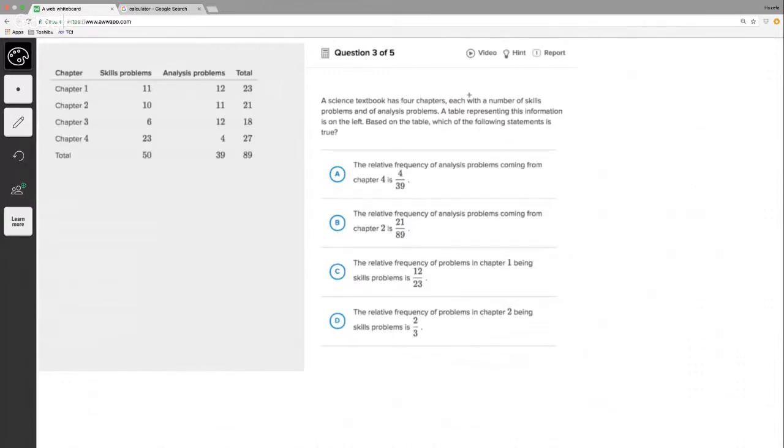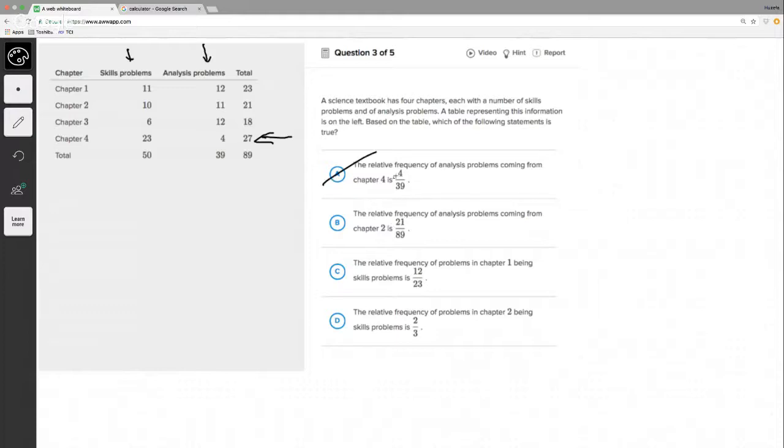Here we go. A science textbook has 4 chapters, each with a number of skills problems and analysis problems, right? Skills and analysis. Based on the table, which of the following statements is true? The relative frequency of analysis problems coming from chapter 4 is 4 out of 39. I'm going to disagree with this because it should be 4 over our total. Frequency would be the number of times it actually occurs over the total number of questions. So I'm going to cross this off.